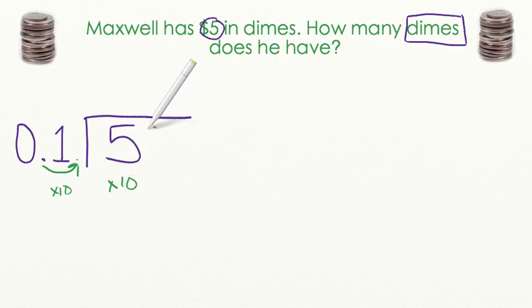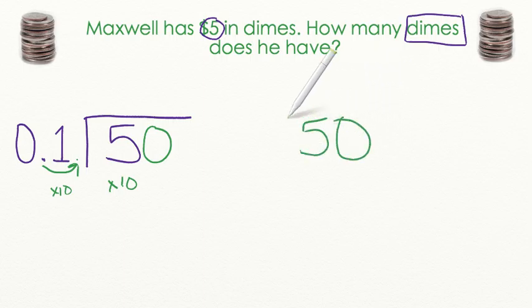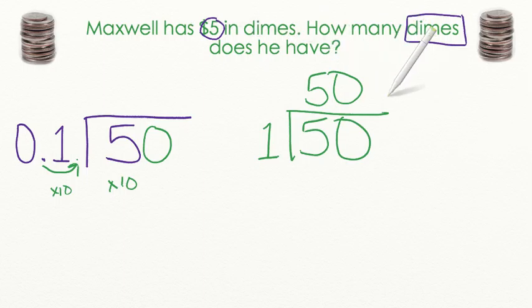5 times 10 equals 50. Now I'm going to rewrite this problem just to stay organized. So I have 50 divided by 1. We know that any number divided by 1 is going to be that number. So 50 divided by 1 equals 50. That means that Maxwell has 50 dimes, and that's the value of $5.